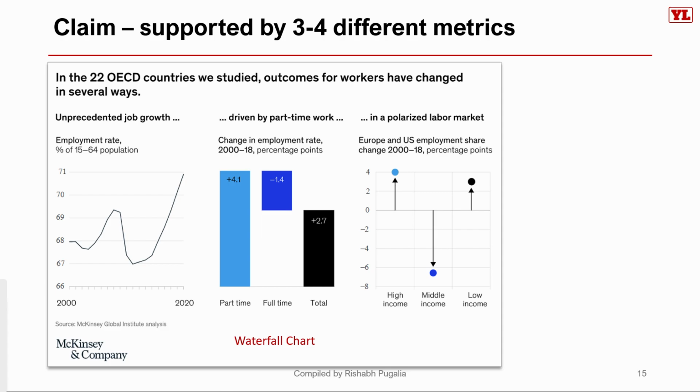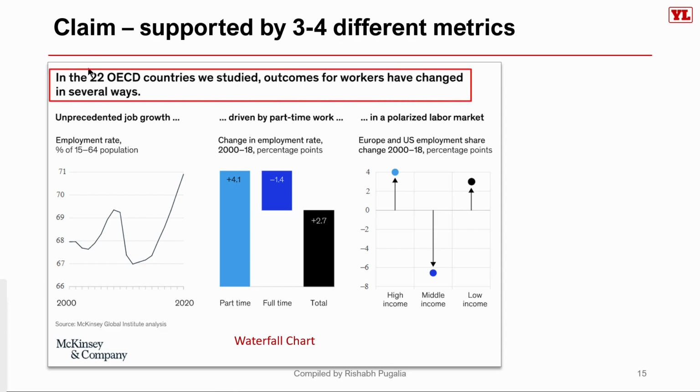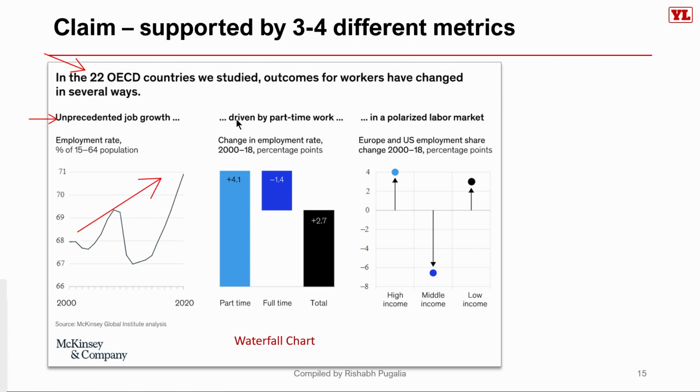This is another one that I liked. In the 22 OECD countries we studied, outcomes for workers have changed in several ways. How? Unprecedented job growth. Okay. However, that was driven by part-time work. As you can see, this is the part which is talking about the part-time work. So it was majorly driven by part-time work.